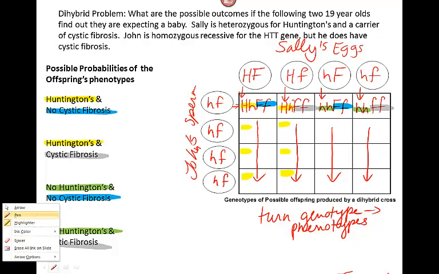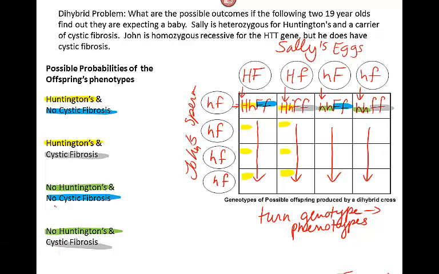So, grabbing our pen again, how many possibilities out of 16 are there that you'd get a baby with Huntington's disease and no cystic fibrosis? 1, 2, 3, 4 out of 16, which of course you could reduce down to 1/4, or 25%.